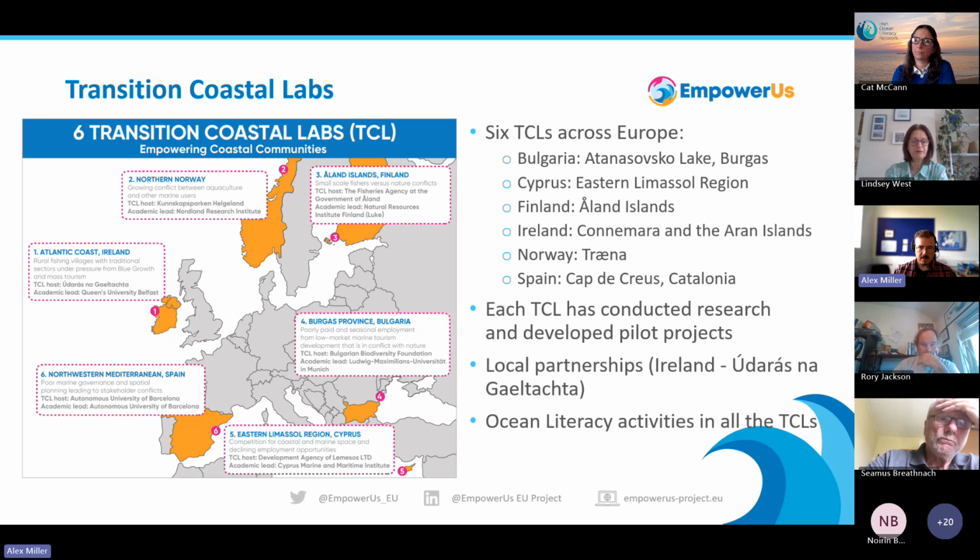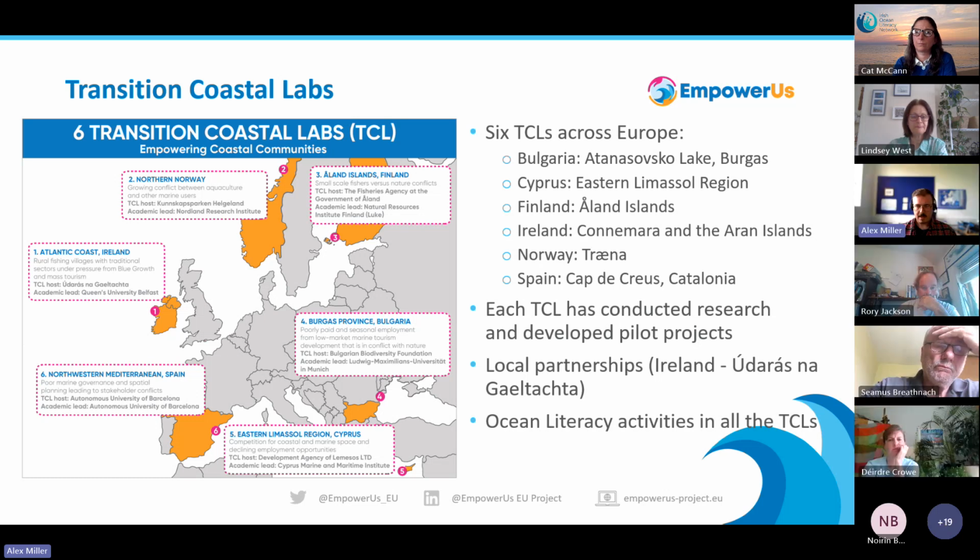So a significant portion of work has gone in over the last 3 years looking at things around sustainable community economic development. And that has been the focus of pilot projects that have been developed in partnership between the academic leads and the local hosts. So if you're interested in that side of the research, you can go to the Empower Us website and you can find more information about all of the different work that's being done there.